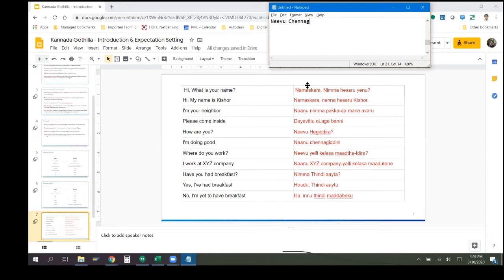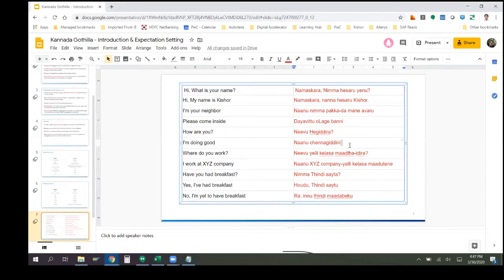I think Kishor, just a quick one. I think it's sufficient for now. Sure. Chennagidira is a bit heavy. Okay, cool. Fine. It's okay to have this because it's again used. We can work on this probably later.